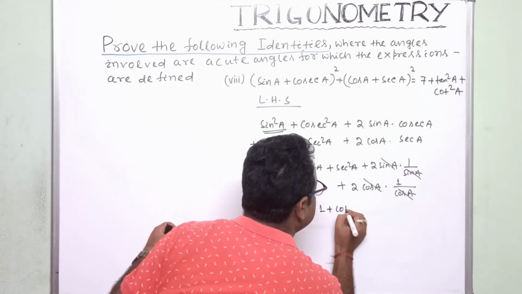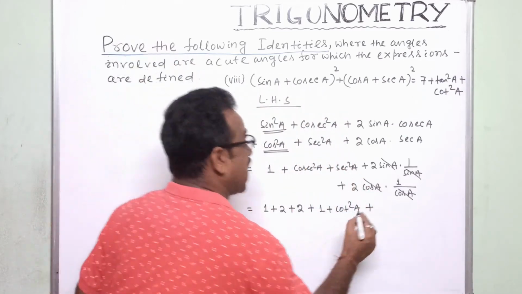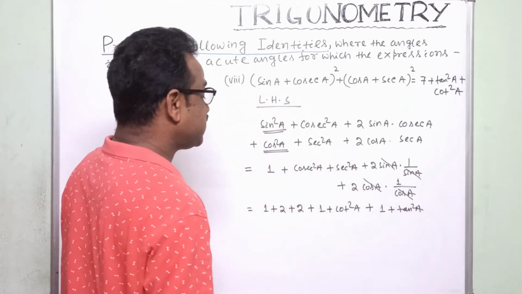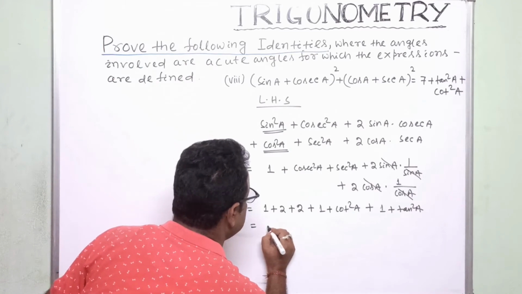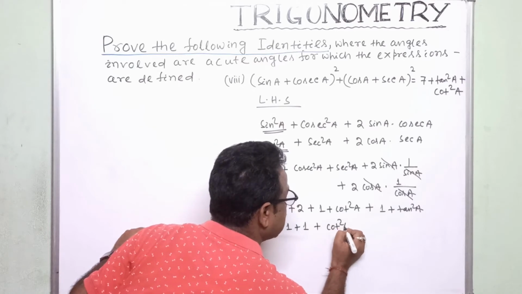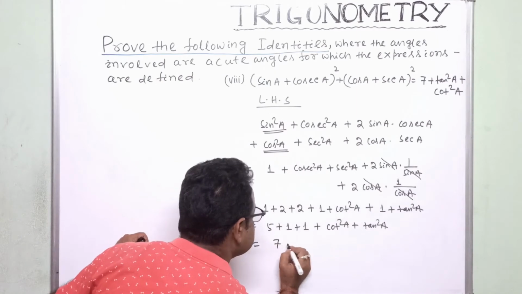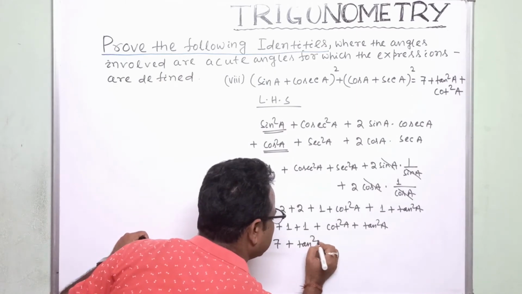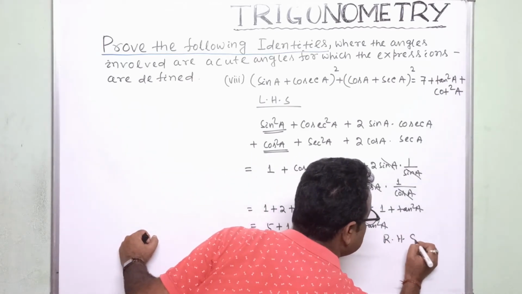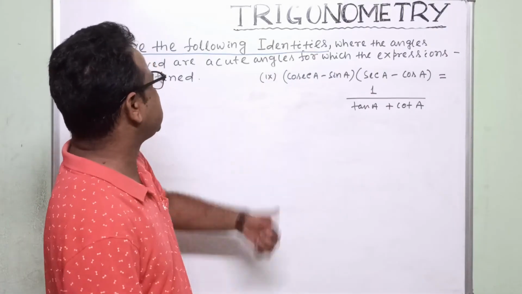Cosec square A is equal to 1 plus cot square A, and sec square A is equal to 1 plus tan square A. So that is equal to 5 plus 1 plus 1 plus cot square A plus tan square A, which is equal to 7 plus tan square A plus cot square A. So this is your RHS, proved.